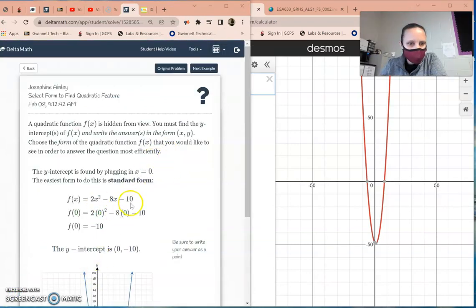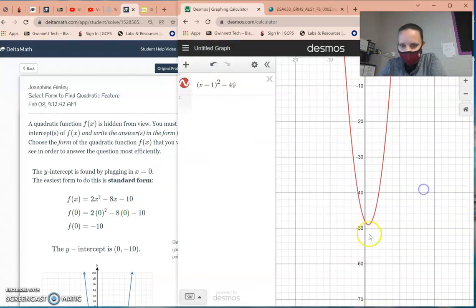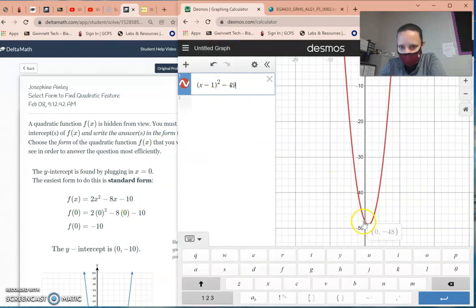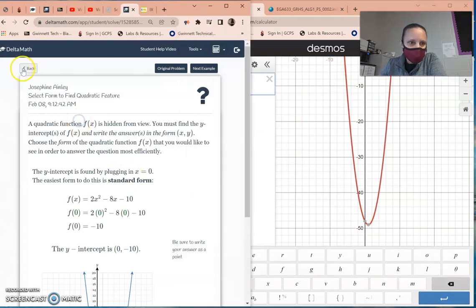Okay, it looks like that's all the questions that you can get. Either finding the x-intercepts, the y-intercept, which is right here, or where it's increasing or decreasing. All right, so that's that.